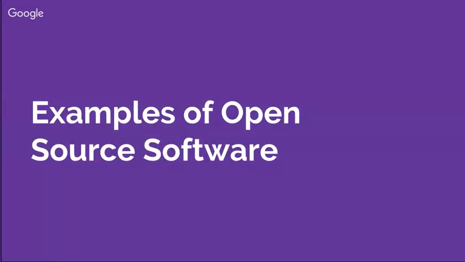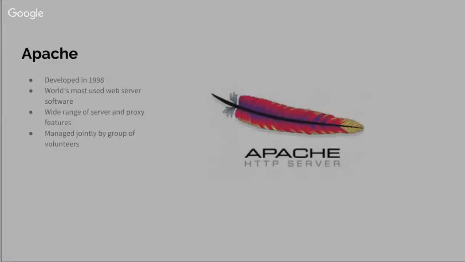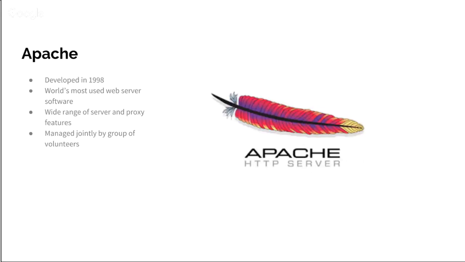Now, I'd like to provide you with some examples of open source software. The first example I'd like to share is called Apache software. Apache is a collaborative software aimed at creating a stable, commercial-grade, feature-rich implementation of a web server, and it was developed in 1998. It is jointly managed by a group of volunteers that spans the entire globe, who use the internet to plan and develop the server. And because it is open source, hundreds of people have contributed ideas, code, and other valuable assets to the project, and today it is the world's most used web server software.